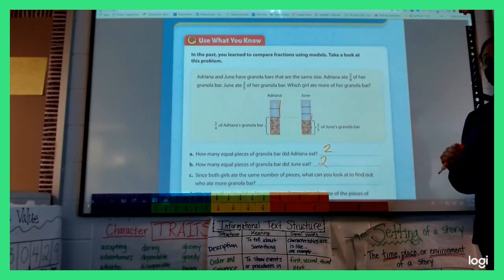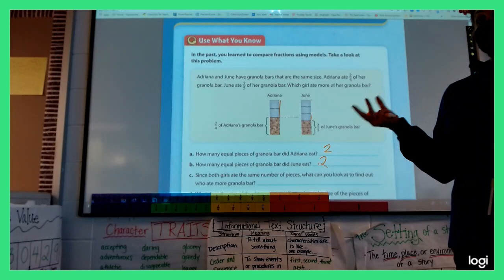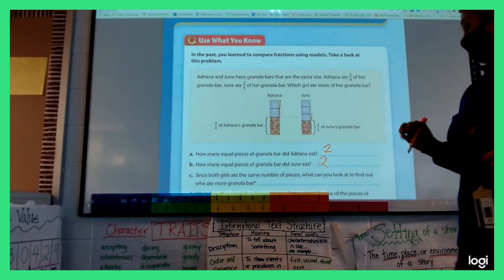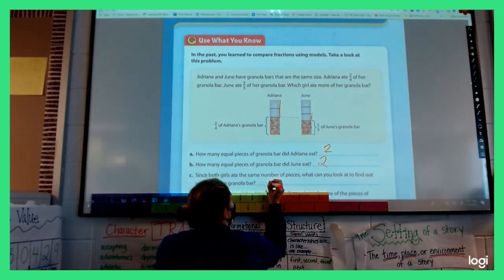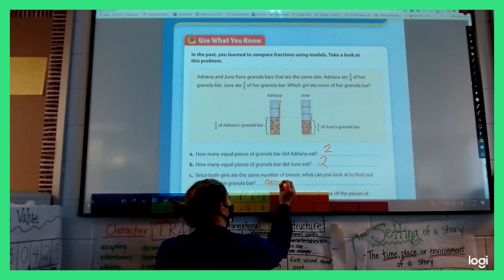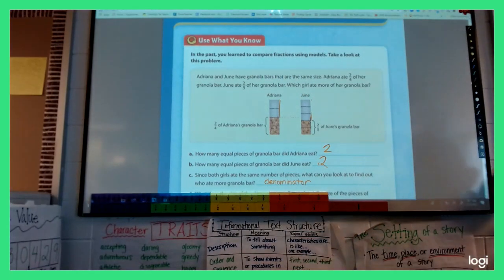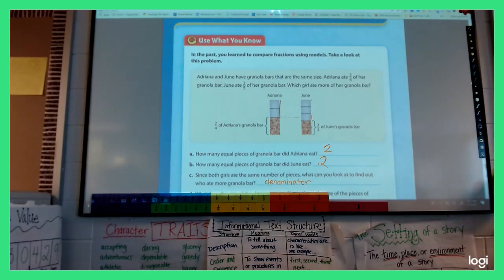Cadence, what do you think? If we can't look at the numerator, what do we have to look at? The denominator. So on your page, we can just write denominator. I've got to scroll my page up while you finish writing that down.